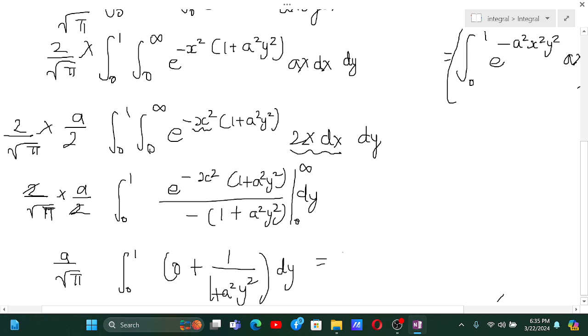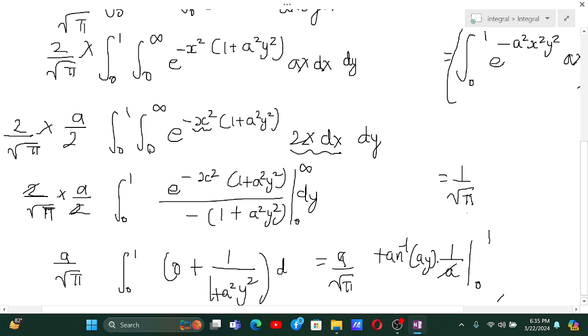Now this is just a by root pi, and then tan inverse ay, and since the coefficient of y is a, we also write 1 by a over here. This goes from 0 to 1. A cancels out, and we get 1 by root pi times tan inverse a minus tan inverse 0, tan inverse a, and that's the answer. Tan inverse a by root pi.